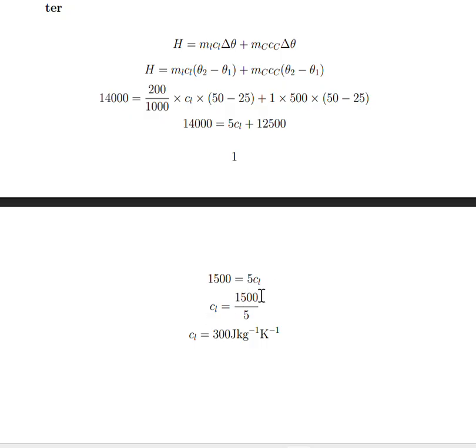Dividing both sides by 5 leaves us with 1,500 divided by 5. The final answer, C subscript L, which is the specific heat capacity of the liquid, is going to be 300 joules per kilogram per Kelvin.